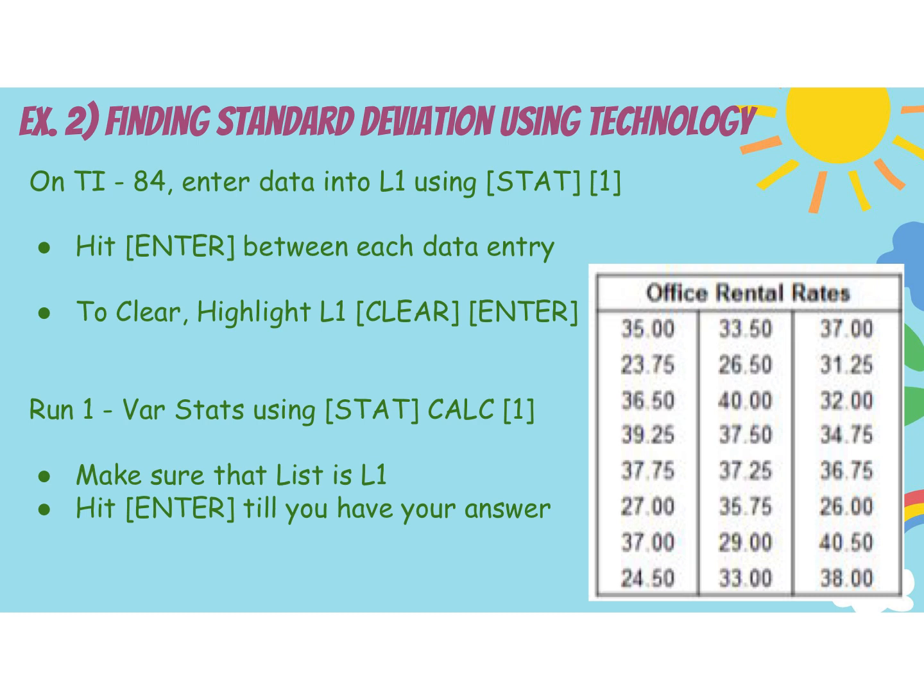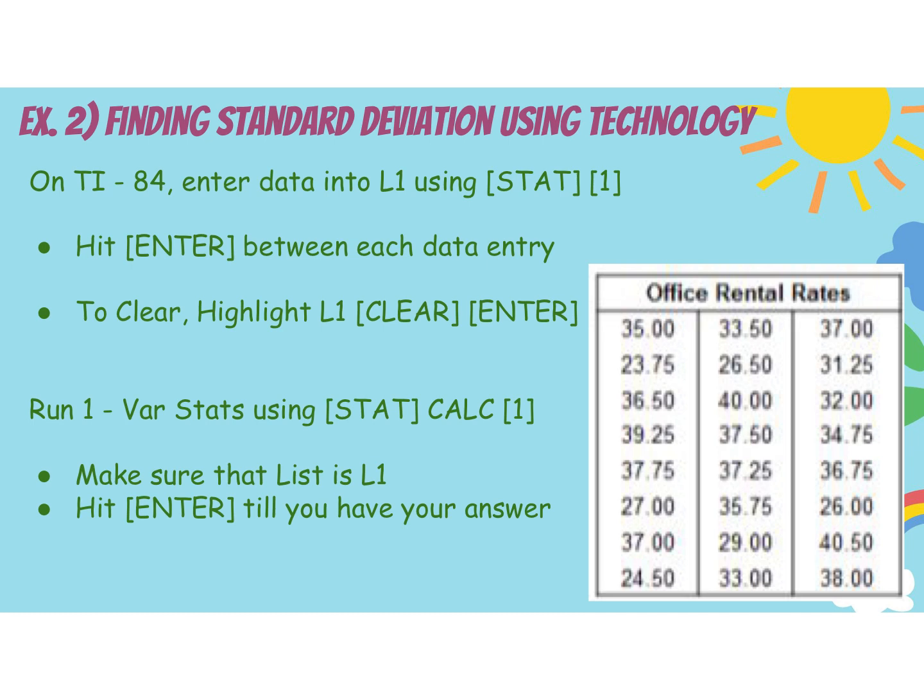you're going to run what we call 1-Var Stats. And that's just short for one variable statistics. So using stat again, you're going to arrow over to calc and hit 1. Make sure that list 1 is L1 and hit enter until you have your answer.